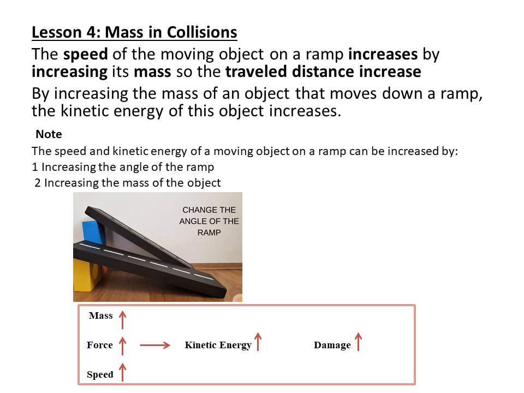So the speed of the moving object on a ramp increases by increasing its mass. By increasing the mass of an object that moves down a ramp, the kinetic energy of this object increases. Note, the speed and kinetic energy of a moving object on a ramp can be increased by increasing the angle of the ramp or the slope and increasing the mass of the object.